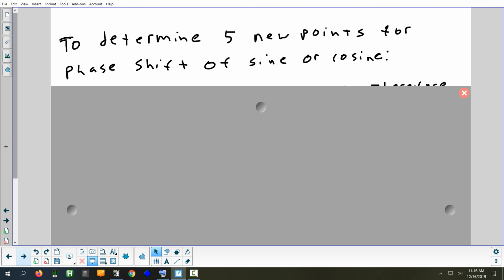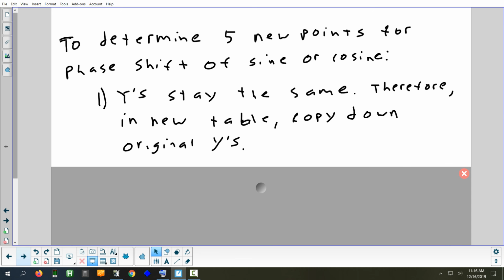All right, so next step, we're going to try to make our graph. We need a table. I want to have 5 points in the table. For a phase shift, which column is not affected? The X column or the Y column? The Y column. The reason the Y's are unaffected is because we are moving left or right. You're not moving up or down. So the Y's are going to stay the same.